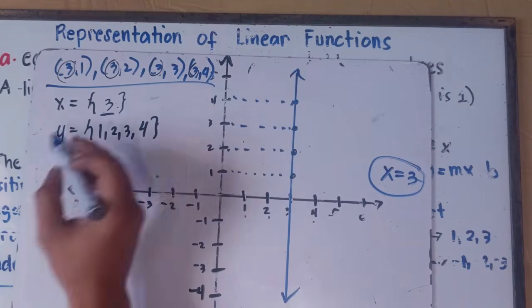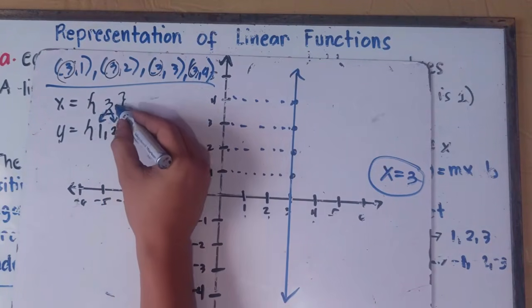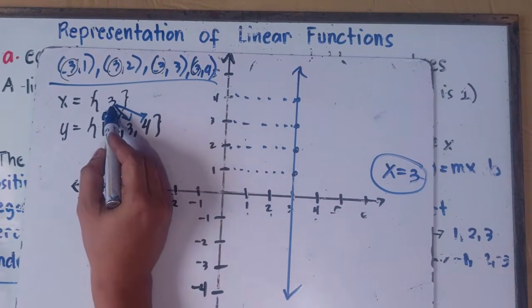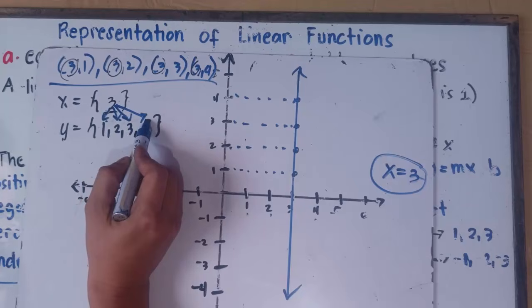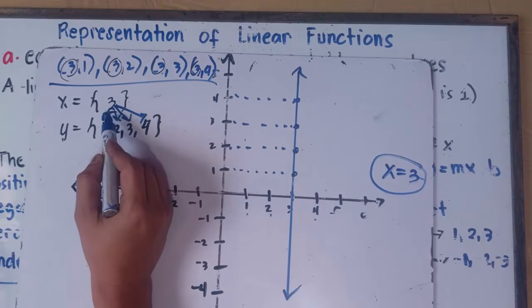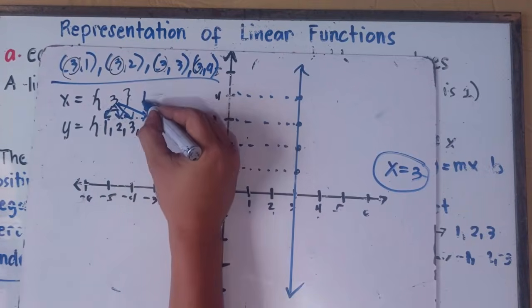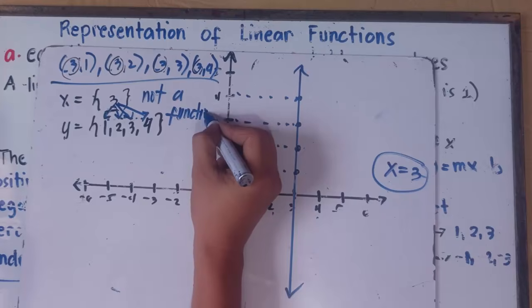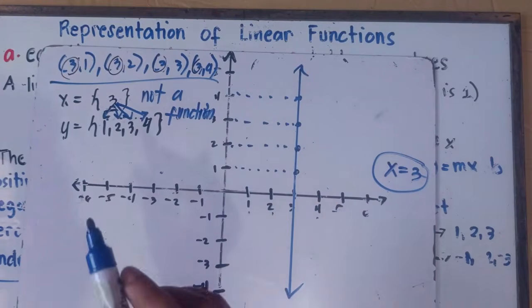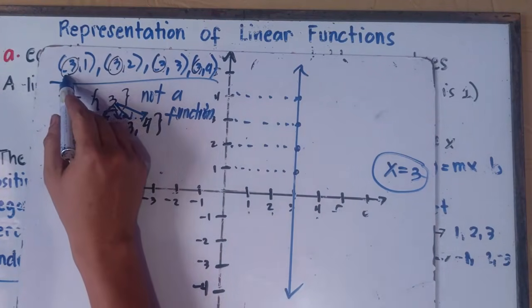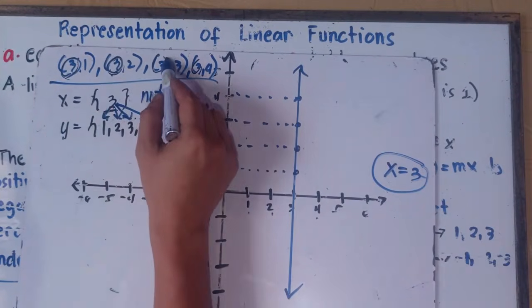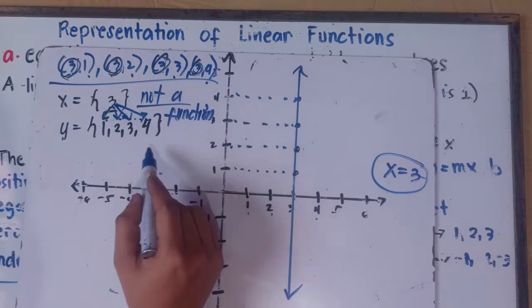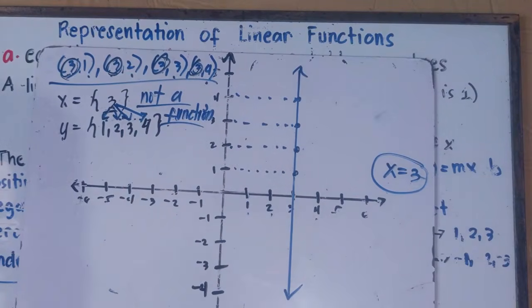So therefore, 3 corresponds to 1, 3 corresponds to 2, 3 corresponds to 3, 3 corresponds to 4. One input corresponds to different outputs, therefore not a function. Because for a function, one input corresponds to exactly one output. Or the quick and easy way, class, check the input or check the x value. The x value is repeating with different outputs, therefore, class, automatic, it will not be a function.